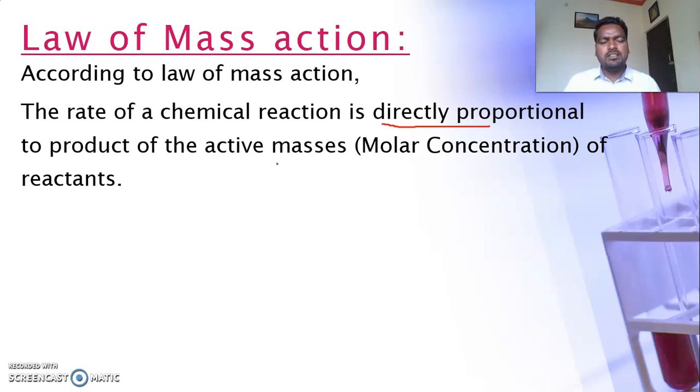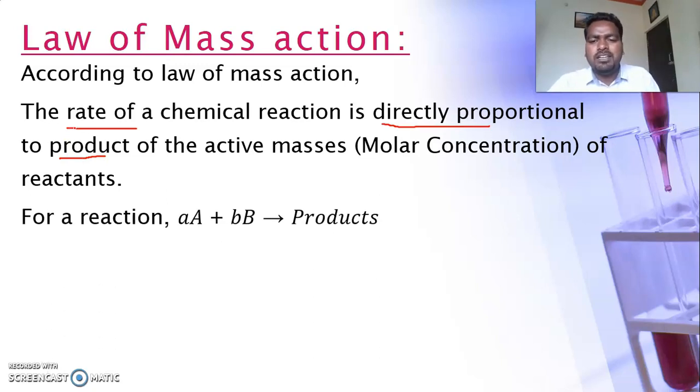Because of that we can conclude that the rate of a reaction is directly proportional to the product of active masses, that is, concentration. Why do we use the product? It is because if there are two reactants, the product of concentration of the reactants is proportional to the rate of a reaction. That means the rate of reaction depends on both the reactants.